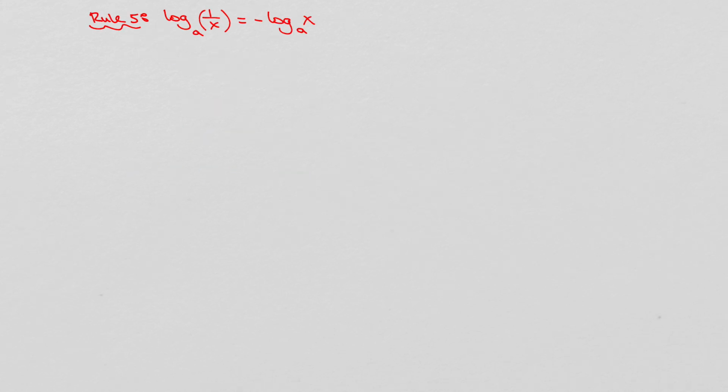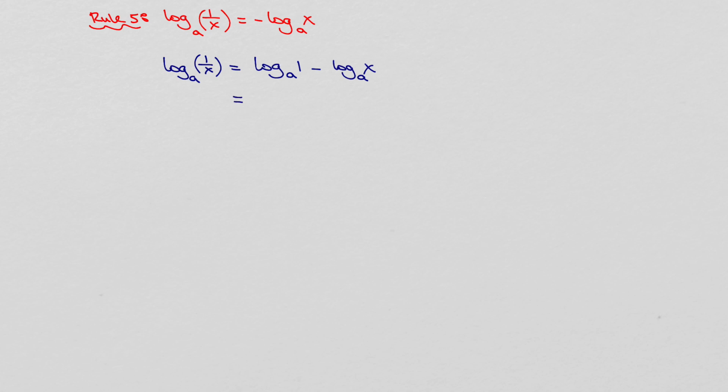Okay, so if we're looking at the fifth one down, we have log 1 over x to the base a, and that equals minus log x to the base a. So let's look at this one a little bit closer. I have log of a number over a number, so in other words, I'm dividing. So if I go back to rule 2, that means that I can separate that out into log 1 to the base a minus log x to the base a.